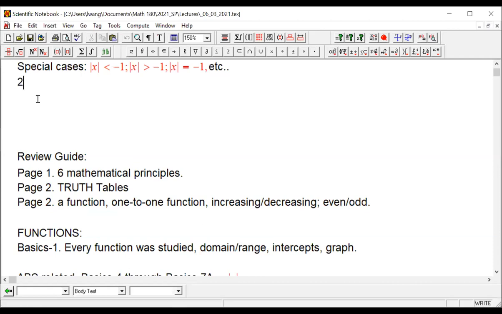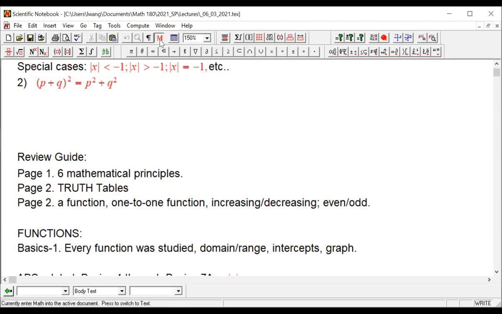Number 2. Feel free to stop me anytime. This mistake, and of course, you know that's a mistake. A very common mistake, a popular mistake, okay? It's a terrible mistake.